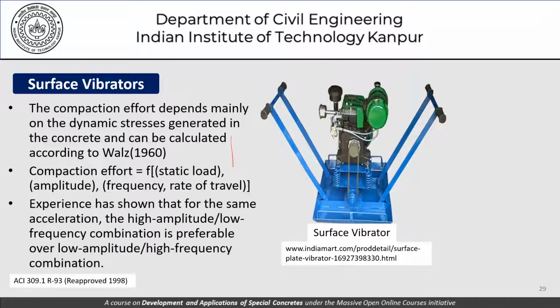Experience has shown that for the same acceleration, the high amplitude, low frequency combination is preferred to a low amplitude, high frequency combination. So what we would like to have is a high amplitude and low frequency combination. That is the general choice over a low amplitude, high frequency combination for generating the same amount of compaction effort.